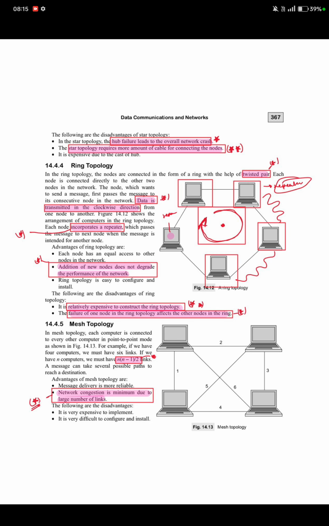Ring topology. The nodes are connected in the form of a ring with the help of twisted pair. Data is transmitted in the clockwise direction. Each node incorporates a repeater. Addition of new nodes does not degrade the performance of the network.